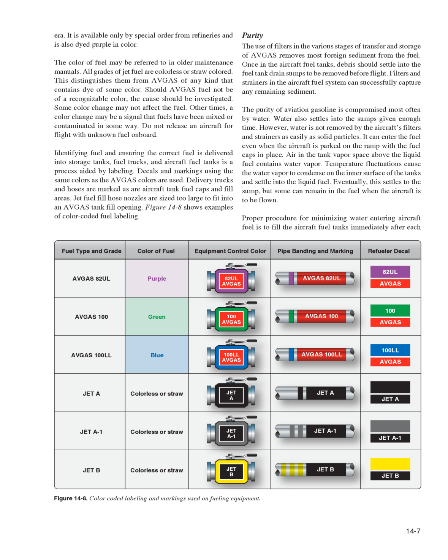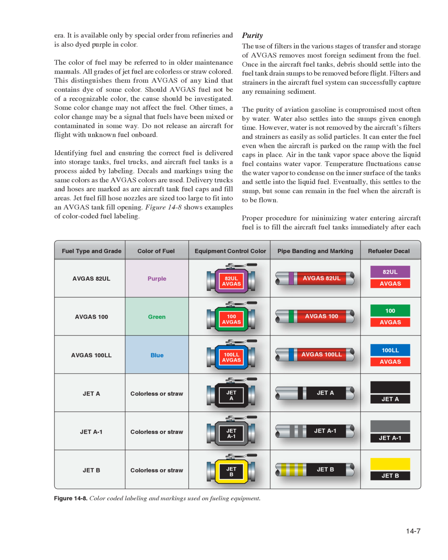Identifying fuel and ensuring the correct fuel is delivered into storage tanks, fuel trucks, and aircraft fuel tanks is a process aided by labeling. Decals and markings using the same colors as the avgas colors are used. Delivery trucks and hoses are marked, as are aircraft tank fuel caps and fill areas. Jet fuel fill hose nozzles are sized too large to fit into an avgas tank fill opening. Figure 14.8 shows examples of color-coded fuel labeling.